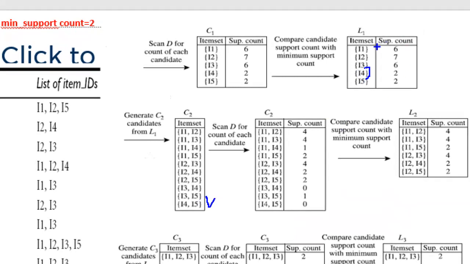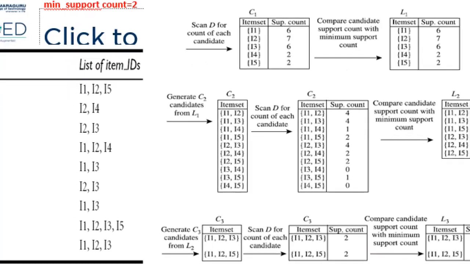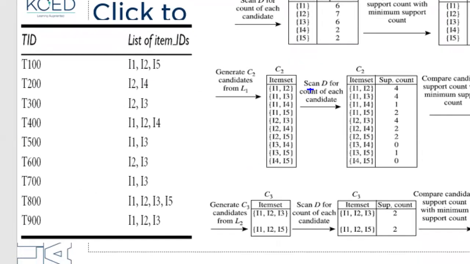So in this manner, I'm joining each item in L1, which is a one item set, with all the other items. In this way, I'm generating the two item sets. C2 contains the set of two item sets. What I am doing again is scanning the database D for each candidate of C2.